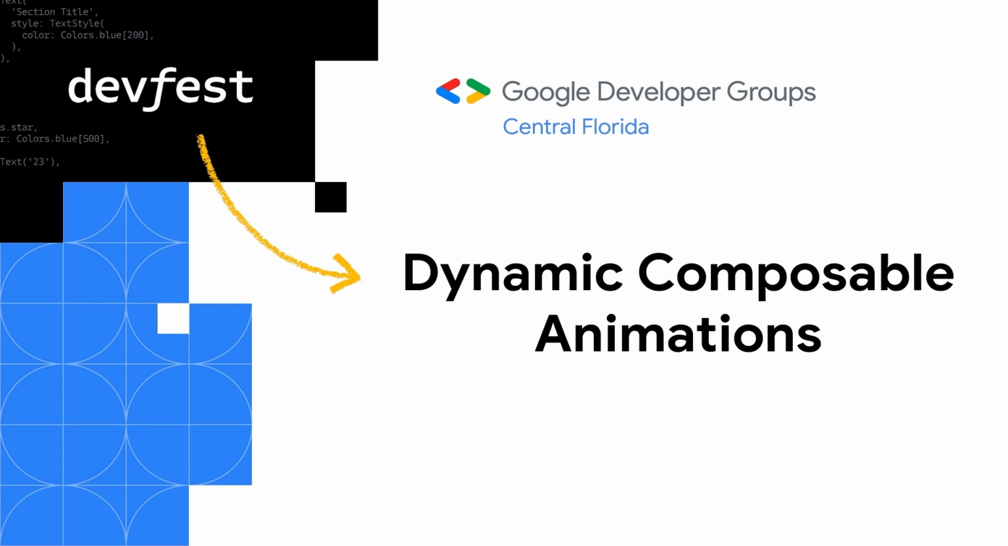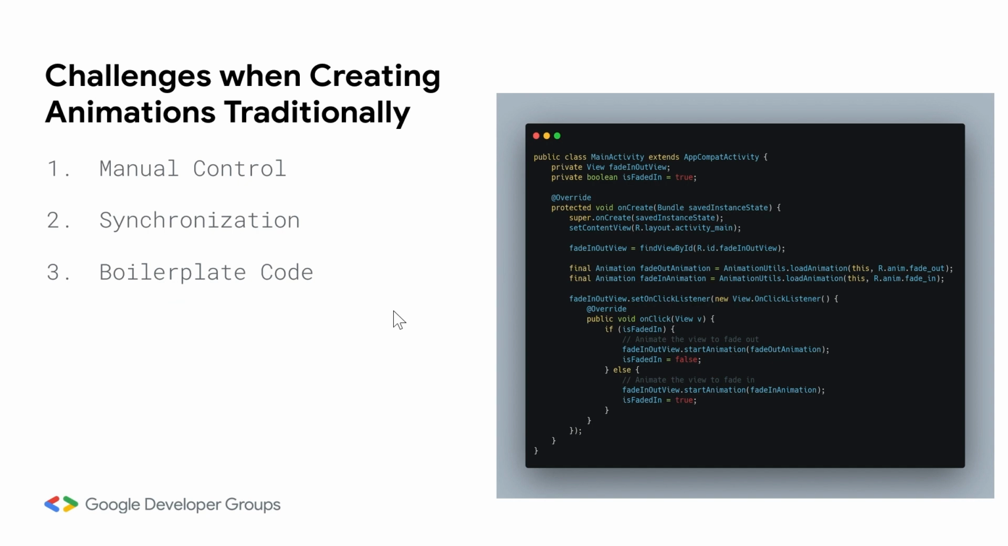But first, before we dive into that, let's try to understand the challenges associated with creating animations traditionally. If you see the code on the right, we have a simple view, a fade in out view, that we want to fade in and fade out.